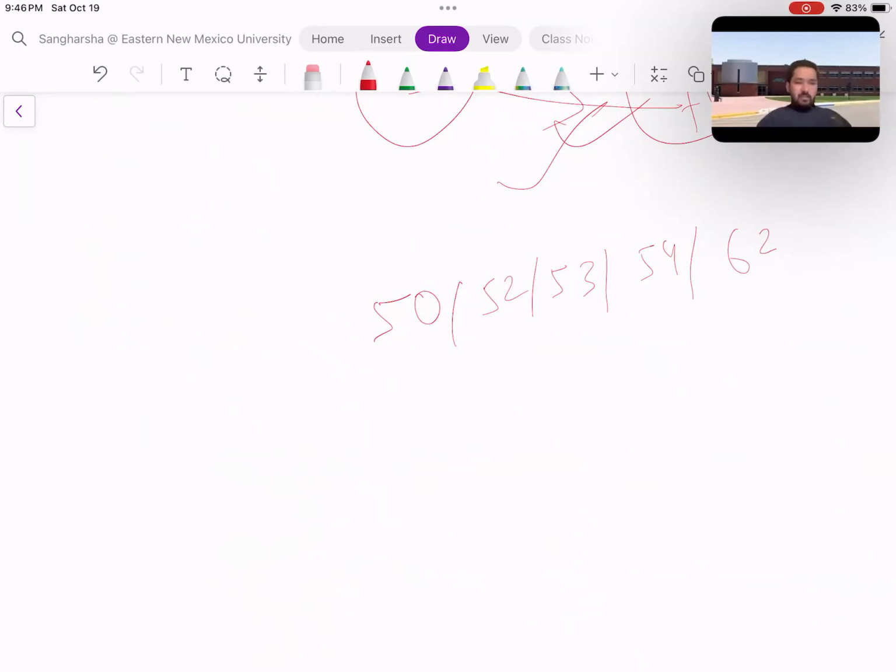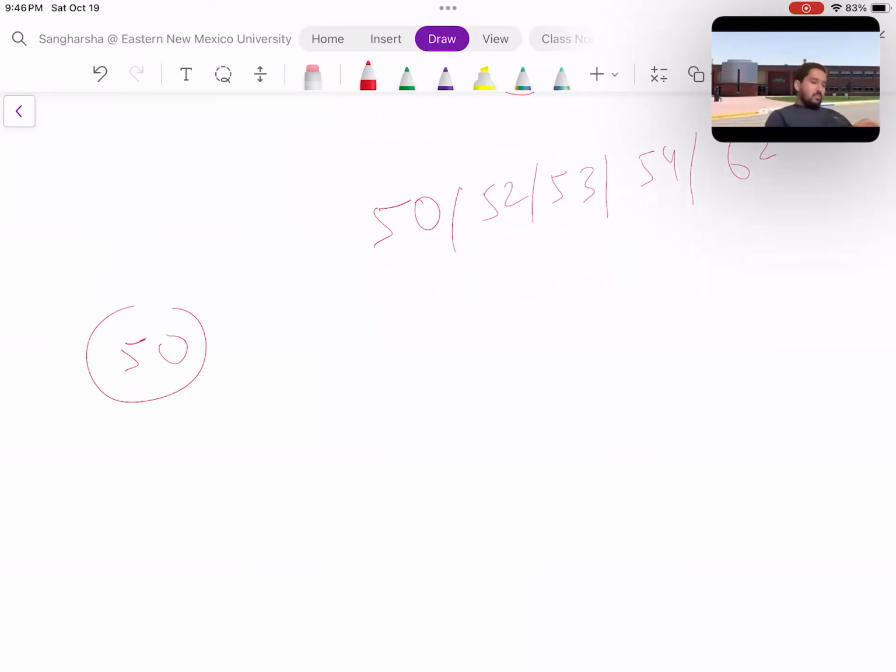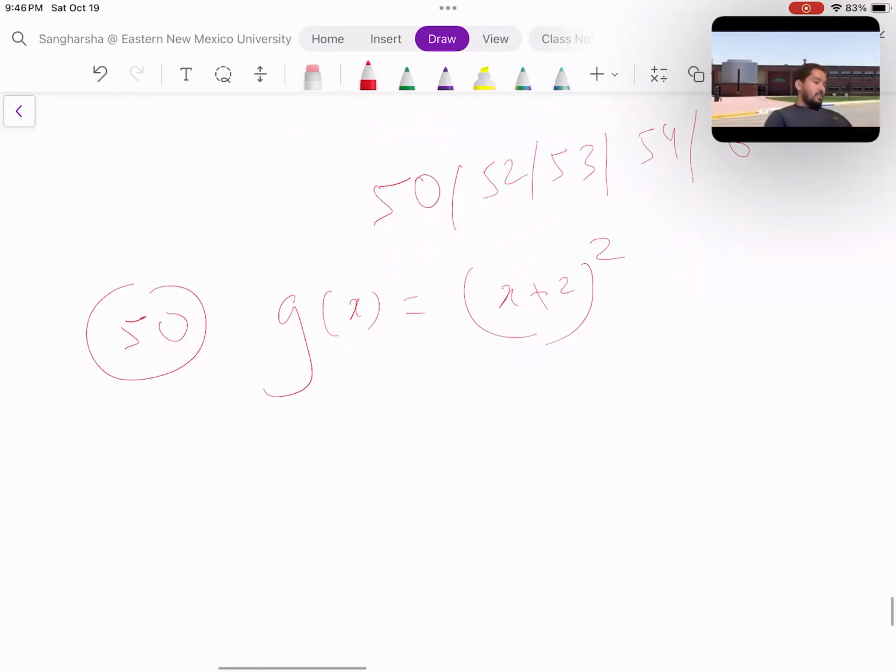Let's see what we have here. In 50, finding the inverse. Let me do one, okay? And I think the remaining you should be able to do. So 50, you have a function g of x equals (x plus 2) squared. This is the function, and you are asked to find the inverse function.